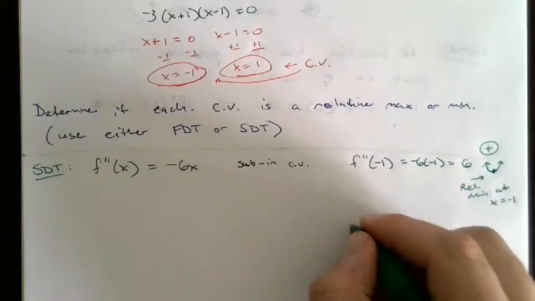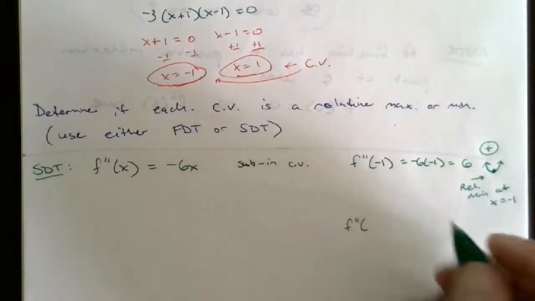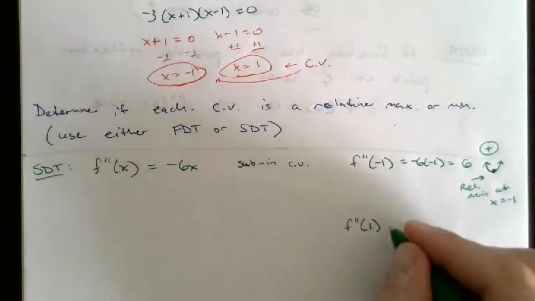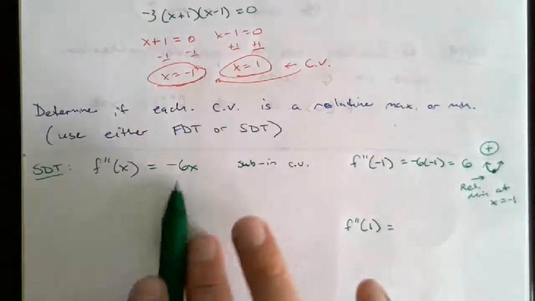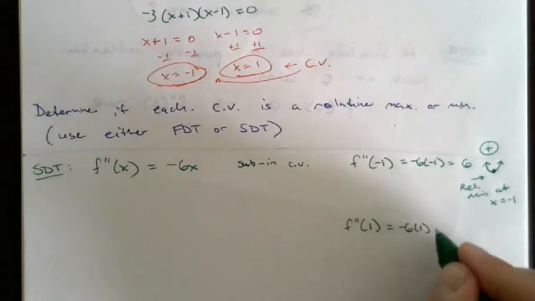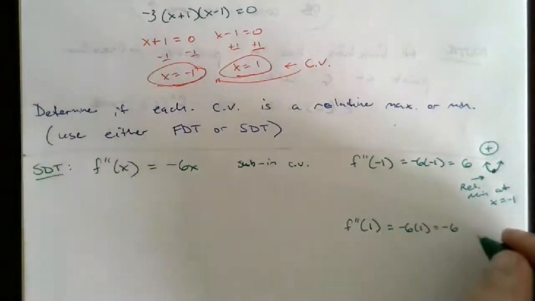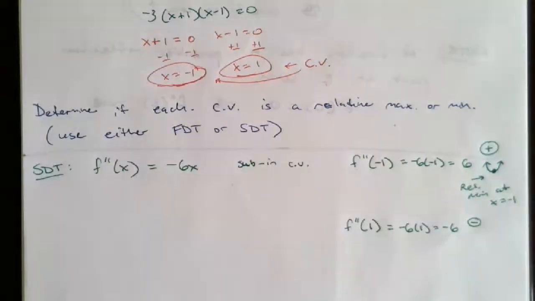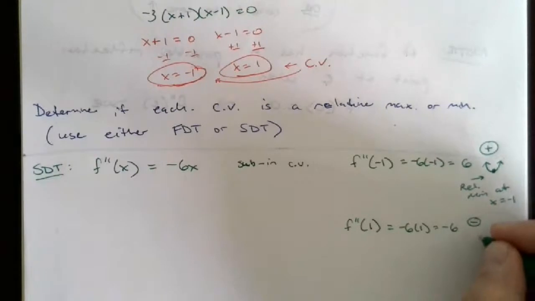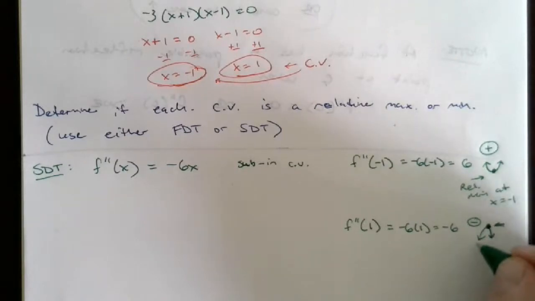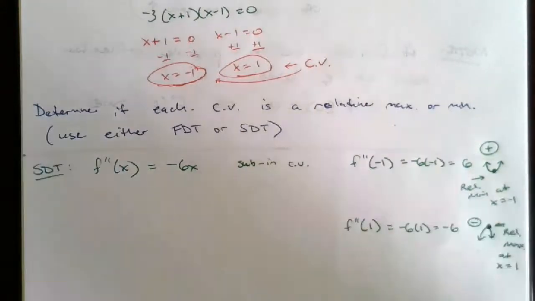And also f double prime of 1. I'm going to sub in the other critical value. So negative 6 times 1 equals negative 6. The thing I care about is that it's negative. If that's negative, that tells me that my graph is concave down. If I'm concave down, that tells me that the value I have there is a high point, right? It's going up and coming back down. So this is a relative max at x equals positive 1.